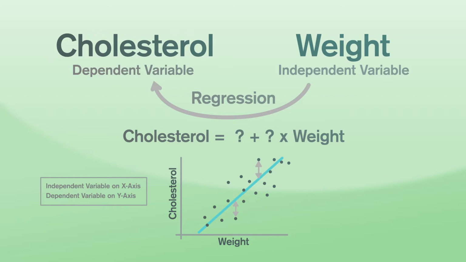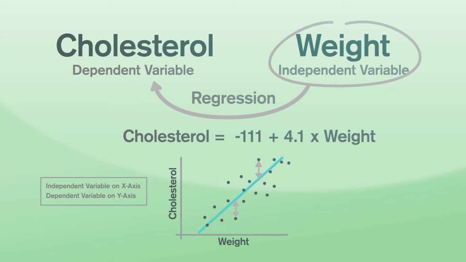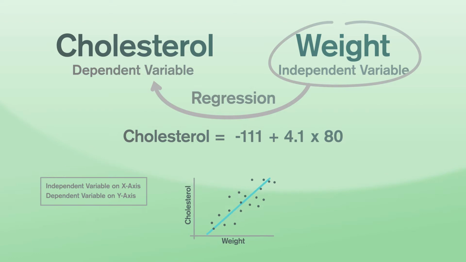Finding the equation of the regression line here is referred to as simple linear regression. Simple, since there is only one predictor. Linear, because the relationship can be well represented by a straight line. In this case, we obtain the regression equation, cholesterol equals minus 111 plus 4.1 times weight. So if you tell me a person's weight is 80 kilograms, then cholesterol equals 217.